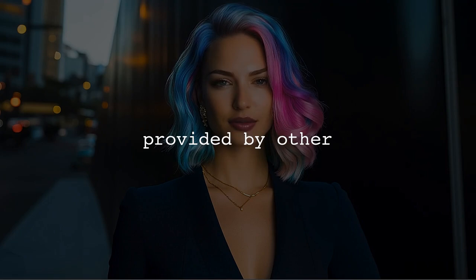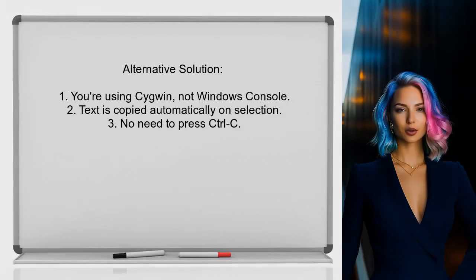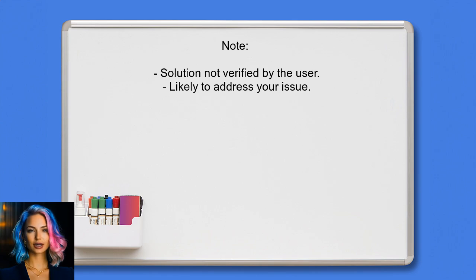Now, let's look at the answers provided by other users. An alternative solution suggests that you're using a terminal designed for Cygwin, not the Windows console. In Unix terminals, text is automatically copied to the clipboard when you select it, so you don't need to press Ctrl-C. The user notes that they can't verify this solution directly, but it is likely to resolve your issue.